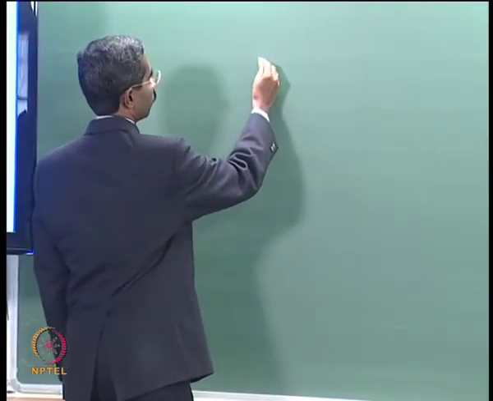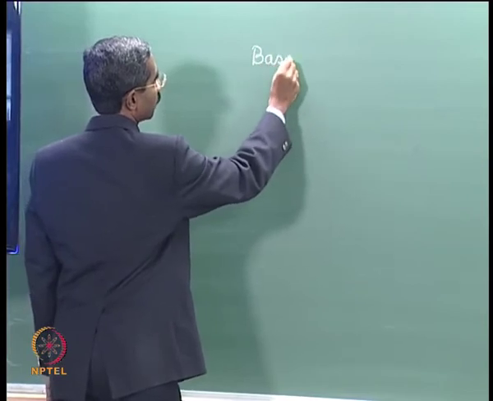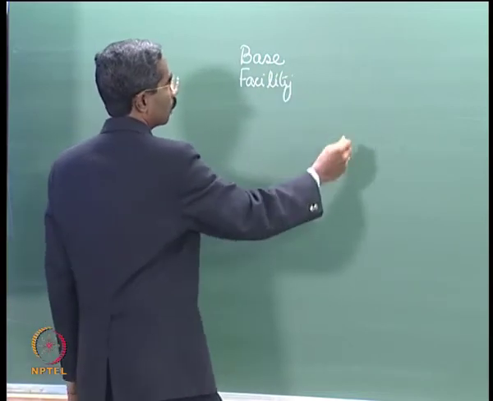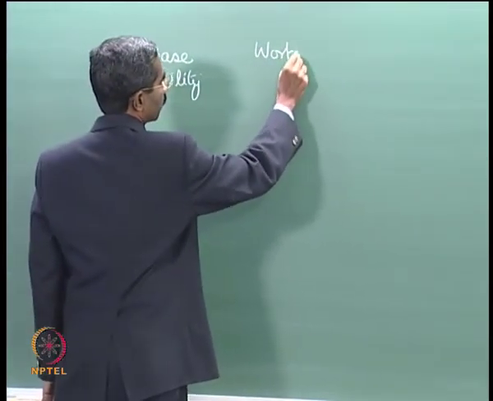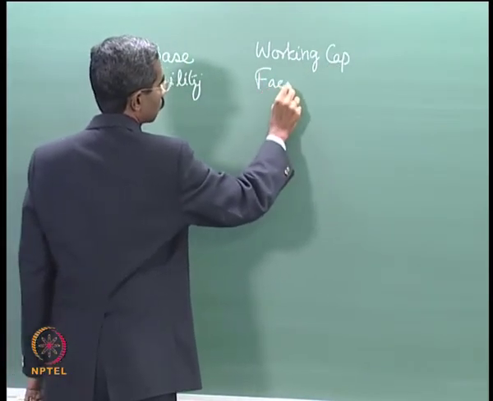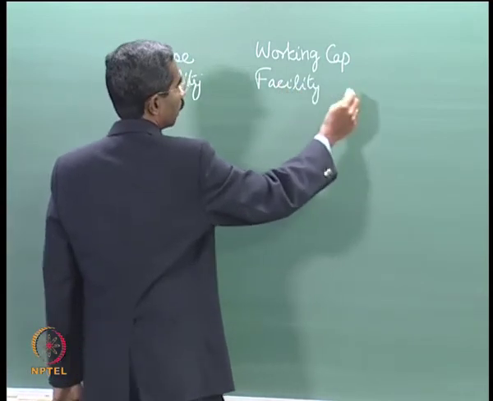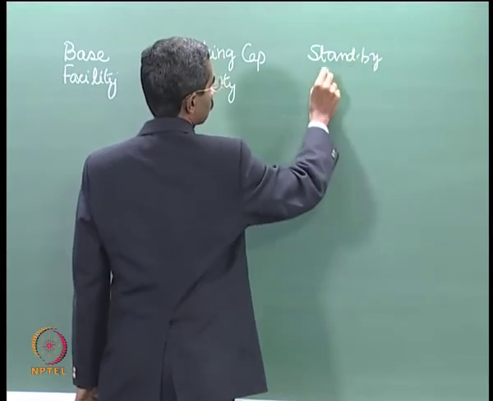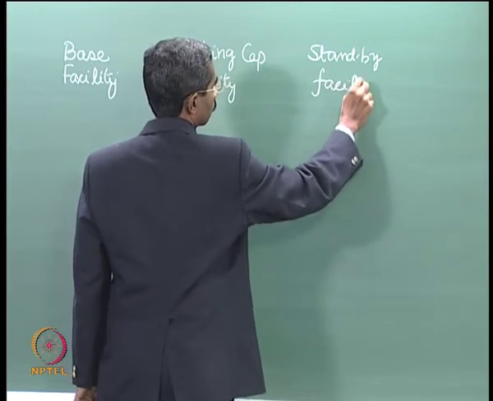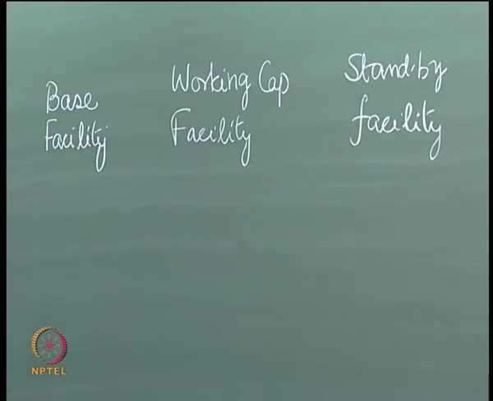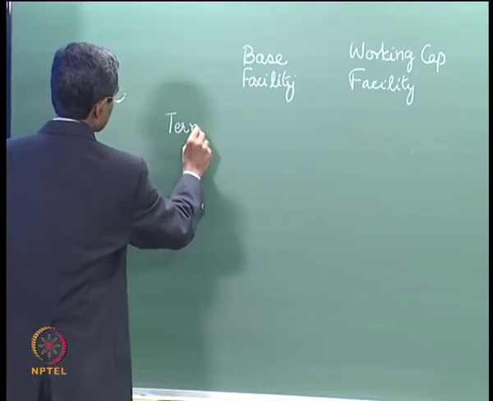So we have the three types of facility. We have the base facility, then we have the working capital facility, and then we have the standby facility. So let us analyze these three loan facilities in terms of the various features of these facilities. The first feature would be, let us say, the term of the facility.